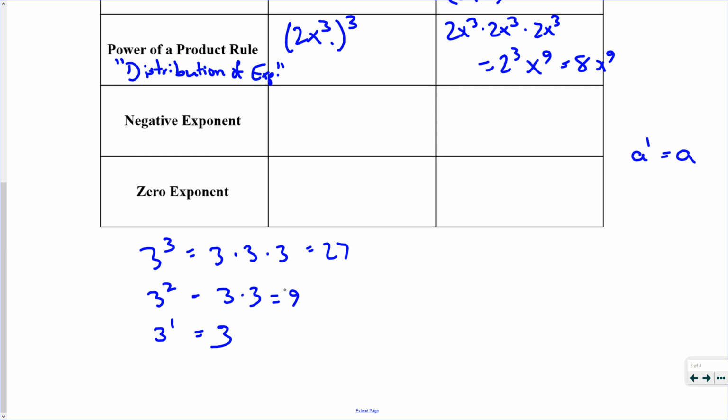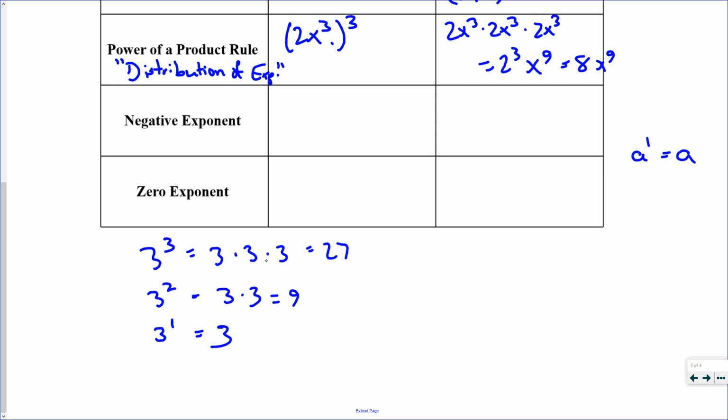So 3 to the third is 3 times 3 times 3, and that's 27. And 3 squared is 9, and 3 to the first is 3, right? So normally, when we increase an exponent, we multiply by 3, right? So like the next one would be 81, then 243, and so on and so forth. So multiplying by successive 3's increases the exponent. Wouldn't it be true that decreasing the exponent happens when we divide?